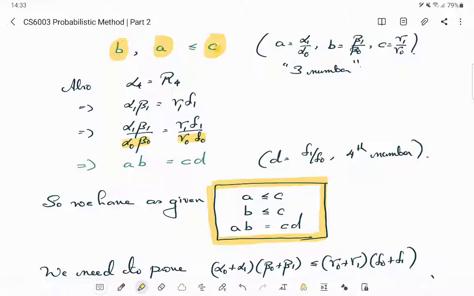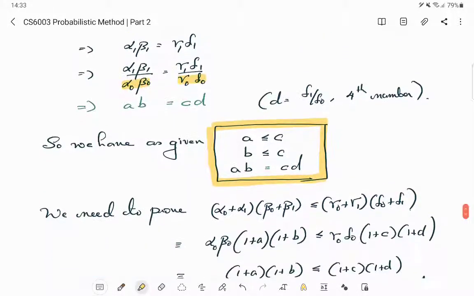But what is the thing that we wanted to prove? We wanted to prove this inequality, right? But here also I can pull out alpha naught from the first bracket and beta naught from the second bracket. So alpha naught beta naught comes out. What is inside of this bracket? 1 plus alpha 1 by alpha naught, which is 1 plus A. Here you have 1 plus beta 1 by beta naught, which is 1 plus b. Similarly, here I pull out gamma naught from the first bracket and delta naught from the second bracket to get gamma naught delta naught 1 plus c 1 plus d.